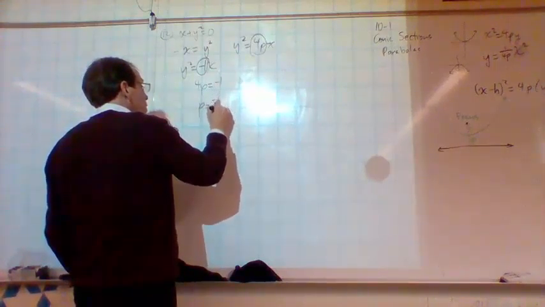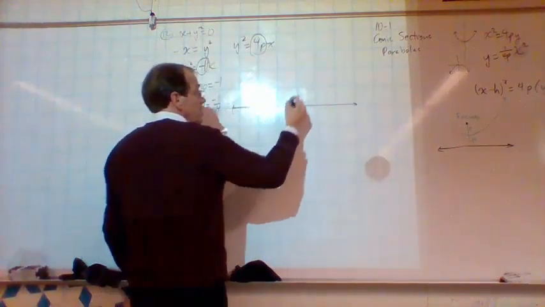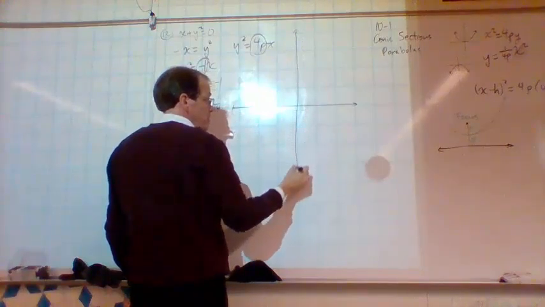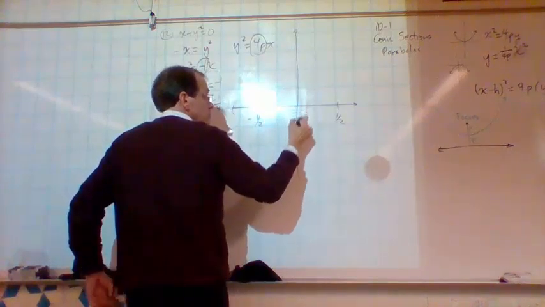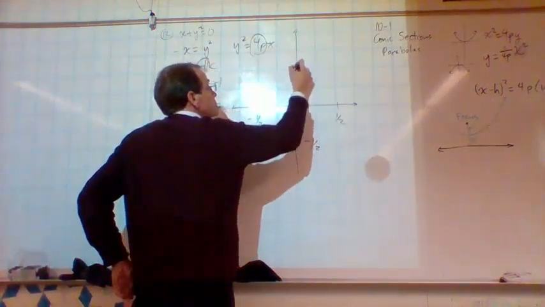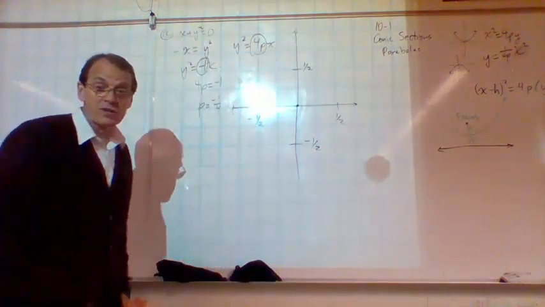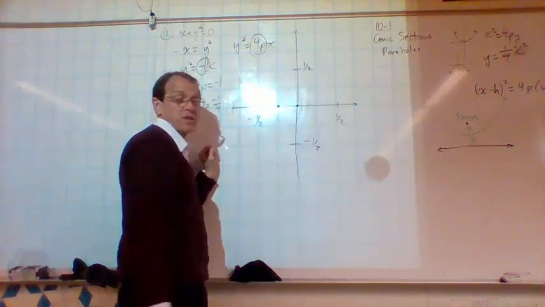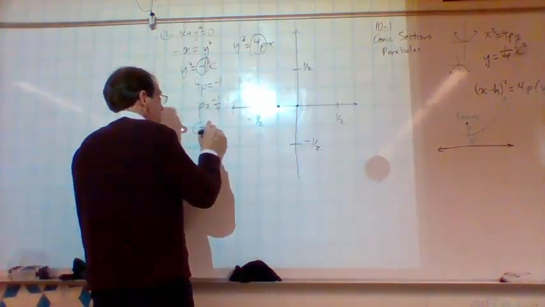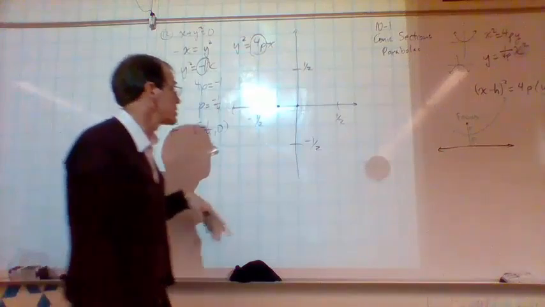P is negative 1/4. So now I know it's horizontally oriented, and I know I've got these really small increments again. So I'm going to make every 2 spaces stand for 1/2. And I know my vertex is still at 0, 0 because I've got no modifiers for the h or the k. And then my p is negative 1/4, so there's my focus right there. My focus is at negative 1/4, 0. Okay, that's the focus. You can use capital F to stand for focus.